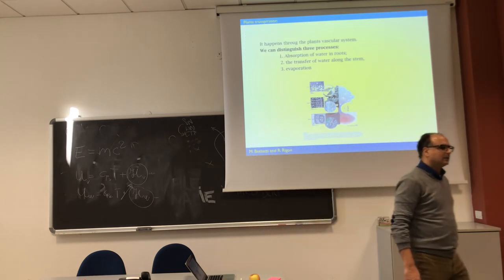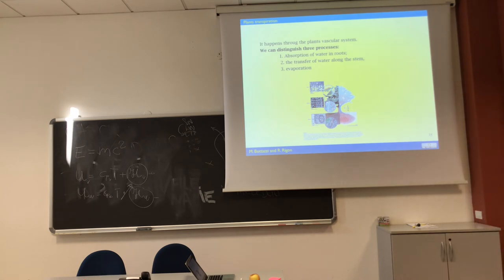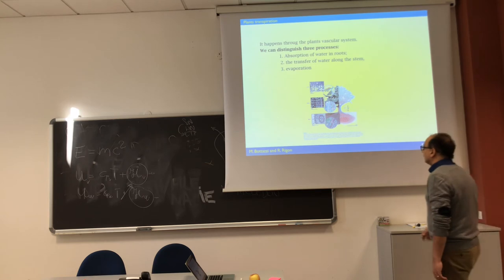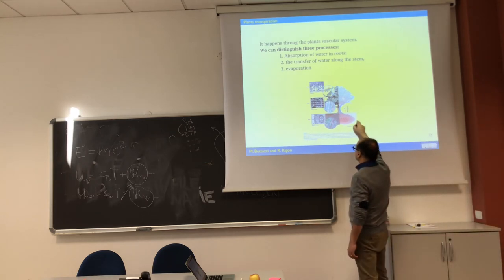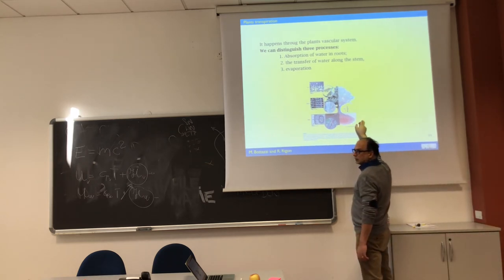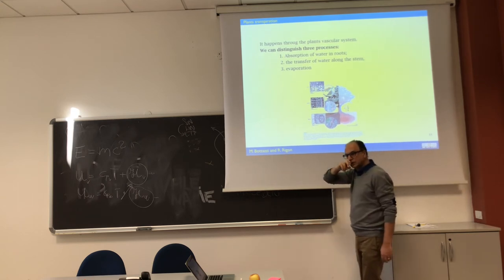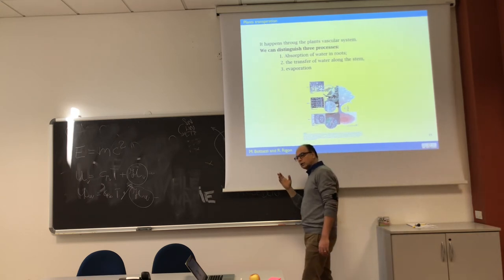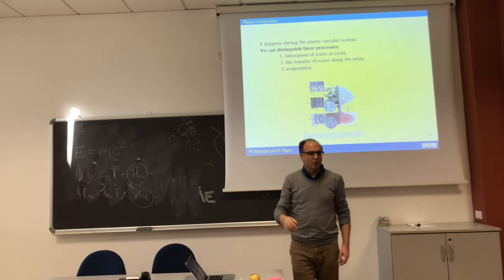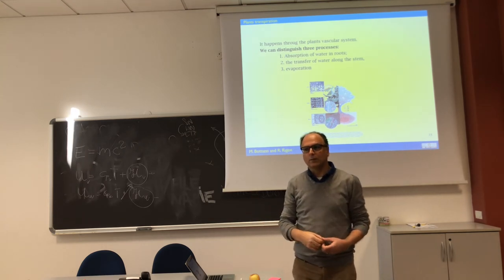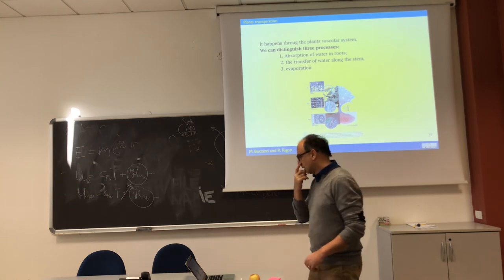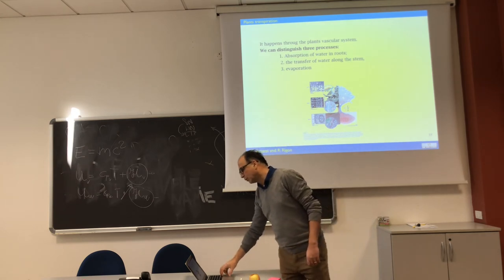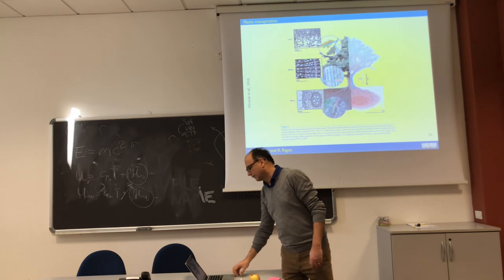What happens instead in transpiration? What happens in transpiration is that we actually have three phenomena. We have the exchange of water between the soil and the roots. We have the flow of water along the stem. And we have the release of water as vapor from the stomata in the leaves. So we have evaporation over the leaf.